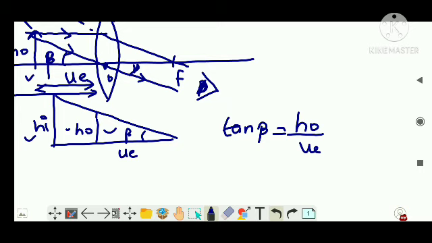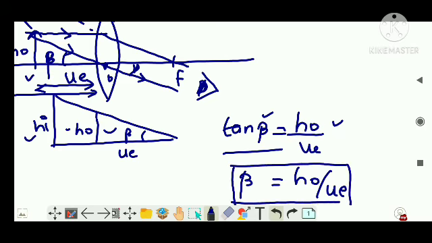I hope this much is clear. Now, for measurement purposes we are writing the angle as tan beta. The angle is very small. Similarly, the object size will also be small. What type of objects do we use for looking through a microscope? You try to look at a small substance, so the height will be less, then beta will be less. So in place of tan beta I can just write beta, that is equal to H naught by UE.